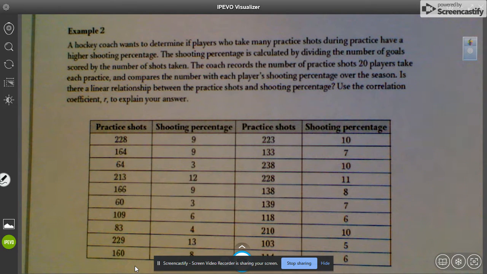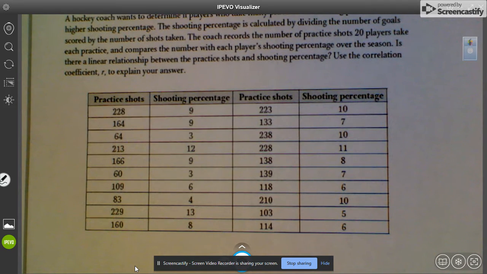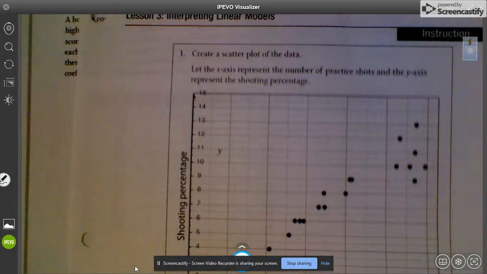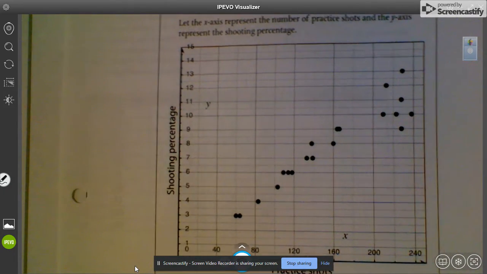Is there a linear relationship between the practice shots and the shooting percentage? Use the correlation coefficient R to explain your answer. So here's the data: the number of practice shots and the player's shooting percentage. To show you the graph of what that looks like, the scatter plot, here it is.